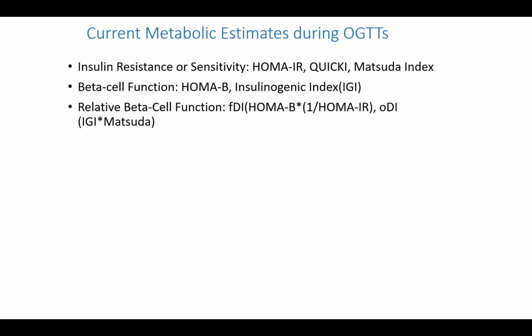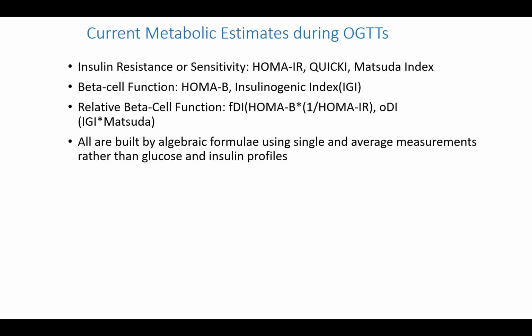Relative beta cell function and FDI, the fasting disposition index, is the HOMA-beta times the reciprocal of HOMA-IR. And the well-known ODI, the oral DI, is defined by IGI times the Matsuda index. All of these are built on algebraic formulas, using just a single or average measurement of glucose and insulin, rather than using the glucose and insulin profile.